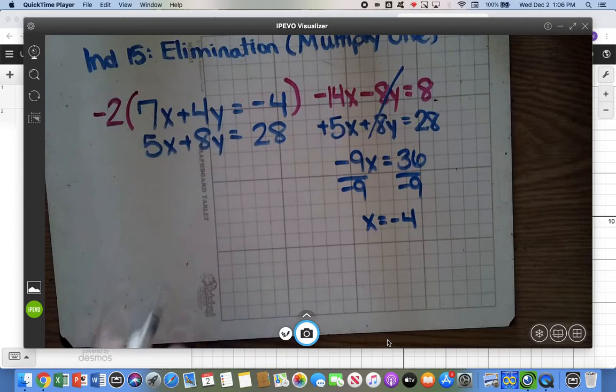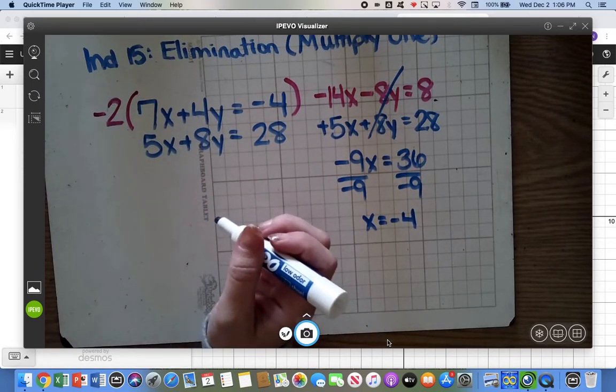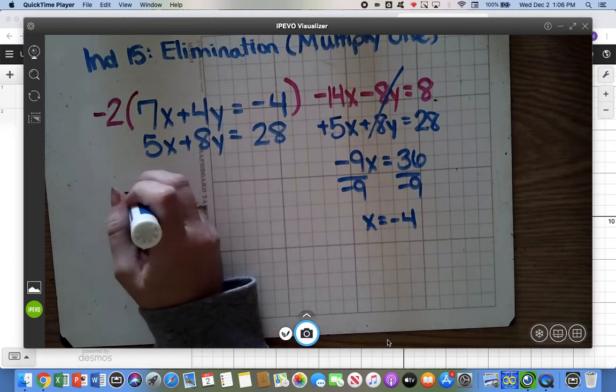So then you can pick your top or bottom. Again, that's a personal preference. I'm going to go with the top.